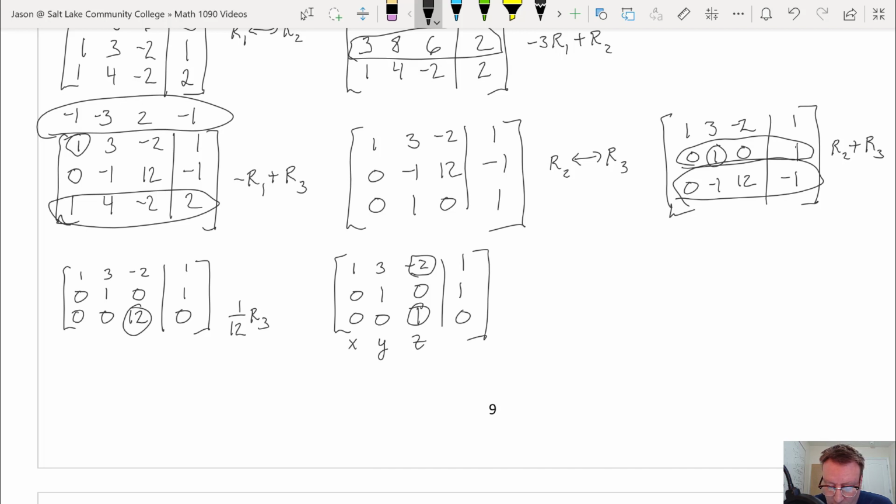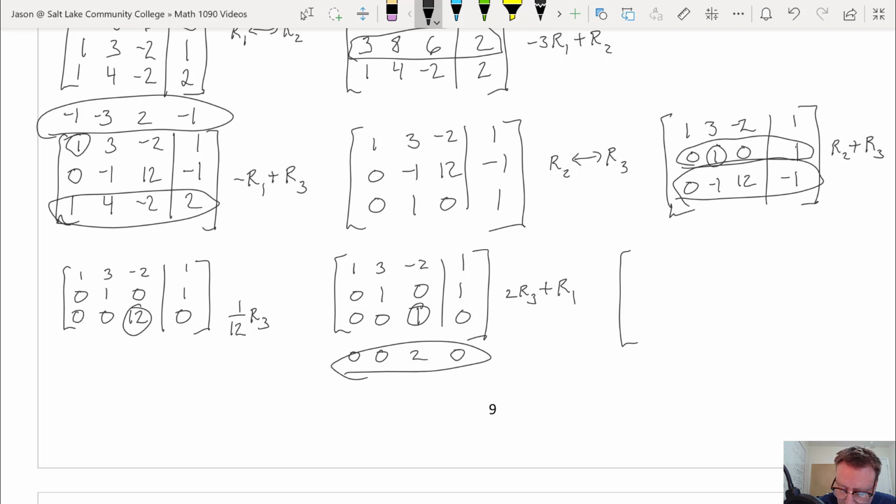So I'm going to use row 3. I need to multiply row 3 by +2. So +2 times row 3, and then the destination row is row 1. I'm going to be putting the result of doing that into row 1. Let me erase this and that. 2 times row 3 is going to be 0, 0, 2, 0. And I'm going to add that to that. And I'm going to get 1, 3, 0, 1.